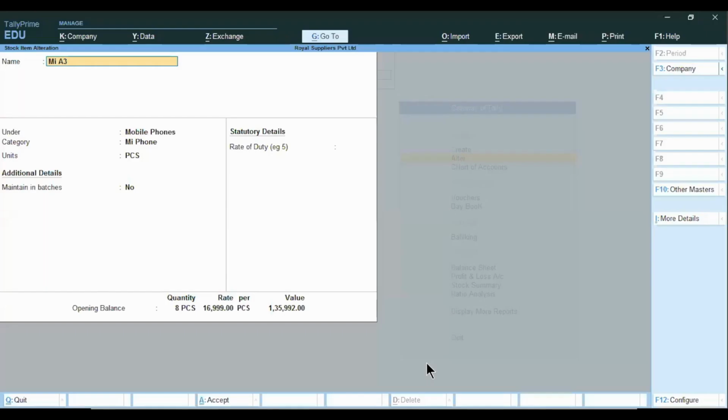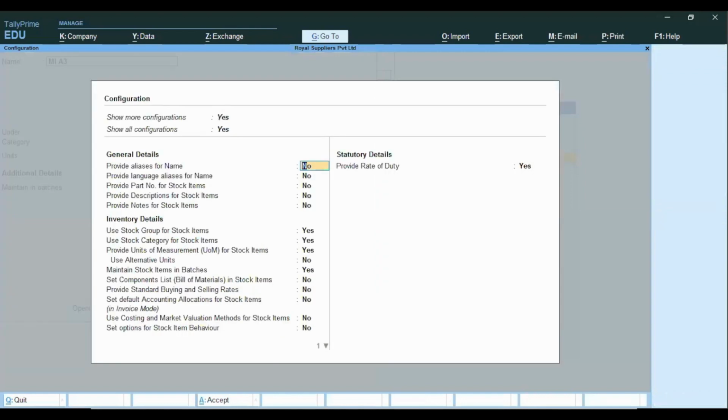So here I will press F12 and provide standard buying and selling rate. This question we will enable. We will activate this question. Yes. And press Ctrl A.